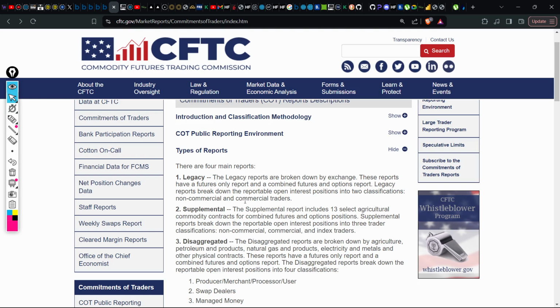What else? There's something I'm forgetting. Yes, even crypto futures just recently got added. You'll also find them in the legacy reports.